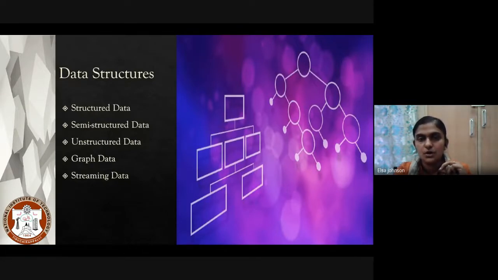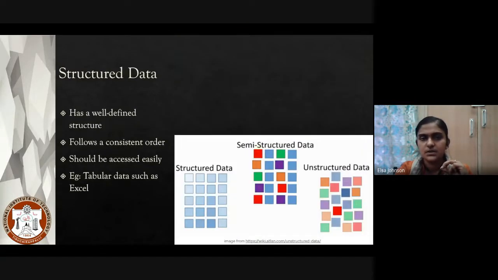Next is data structures, how your data is divided: structured data, semi-structured, unstructured, graph data, and streaming data. Structured data means it has a well-defined structure. It follows a consistent order and can be accessed easily. See the figure here, and I want to access this particular cell that I'm pointing at. You can say that it's in the third row and the third column. So that particular cell can be accessed by specifying its row and column. So it's tabular data. If data can be accessed like that and has a structure, it can be called structured data. You can tell where the position of that data is, and it's rightly labeled and cataloged. So that is the structured type of data.